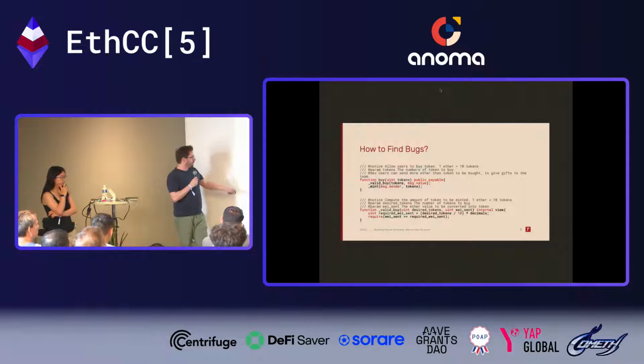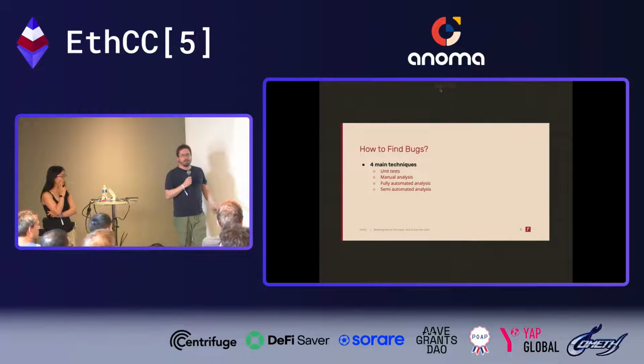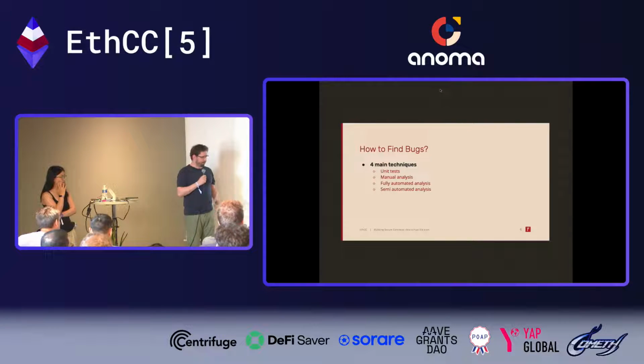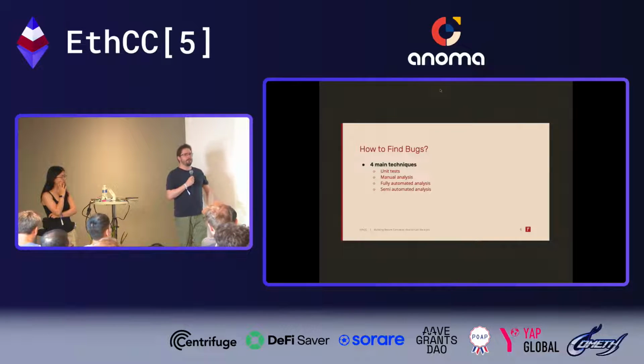You don't need to spend too much time on this, or try to understand it. The question is, given this piece of code, what can you do to check if there is a bug, or if something wrong is going on here? Basically, you have four techniques in your arsenal. The first one is unit tests. I'm assuming everyone is aware of how unit tests work. You can do manual analysis, you can do fully automated analysis, and you can do semi-automated analysis.